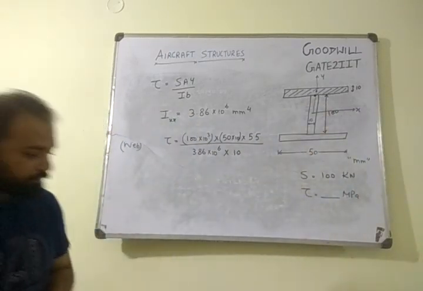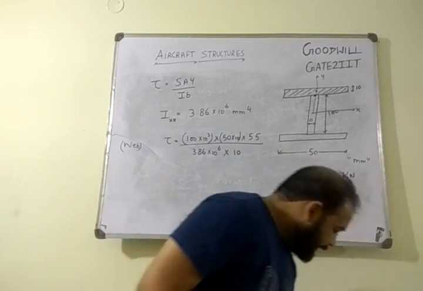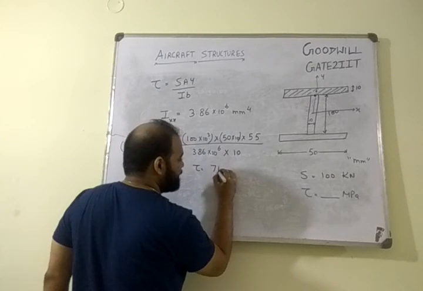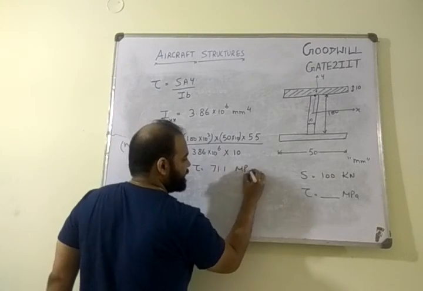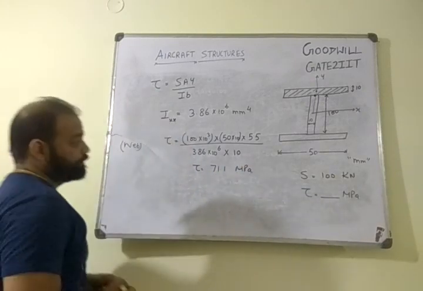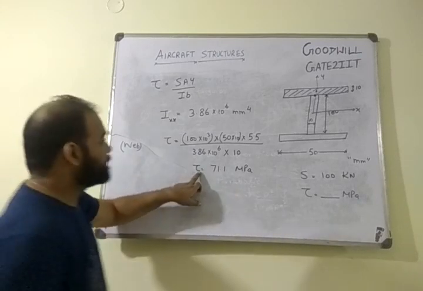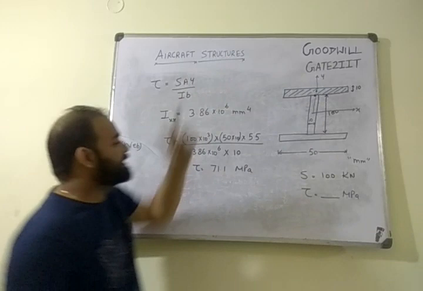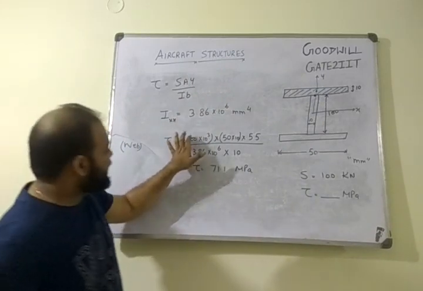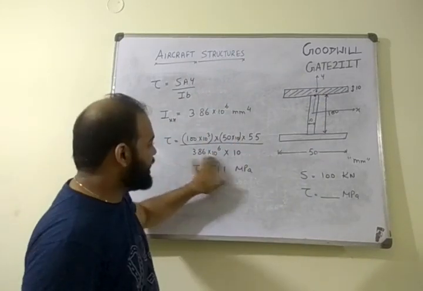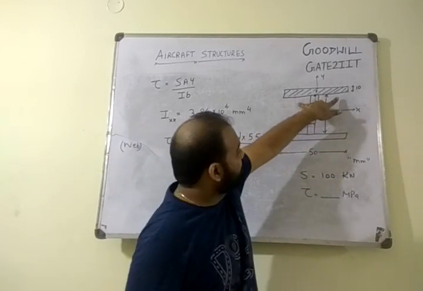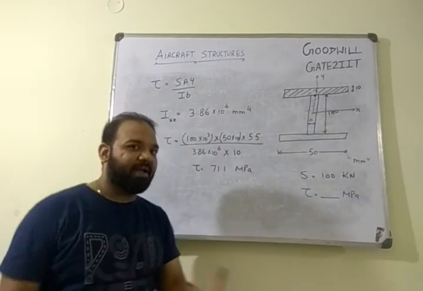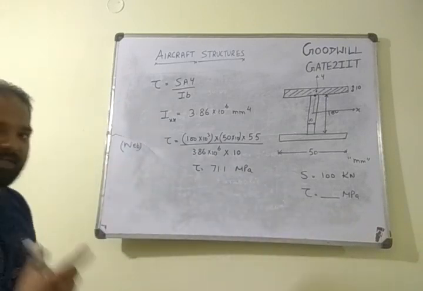That's it. Once you solve this, it comes out to be tau is equal to, what solution I am having, you can verify this, 71.1 MPa. So this is the shear stress acting at the junction in web. If you want to calculate in flange, what you should do? Same SAY divided by I, but B becomes what now? Your flange thickness, which is 50. So divided by a bigger number. I hope you can imagine this in your mind.